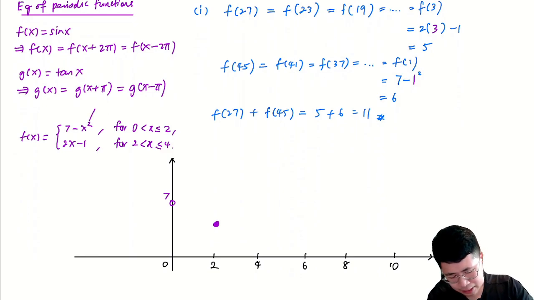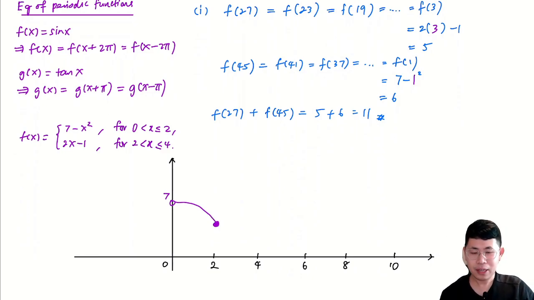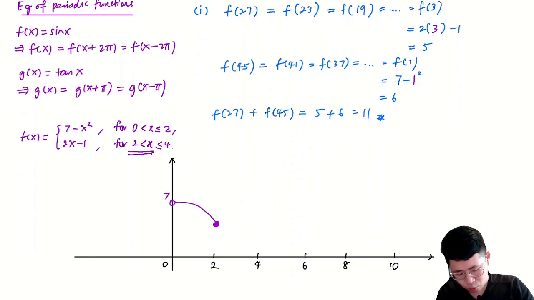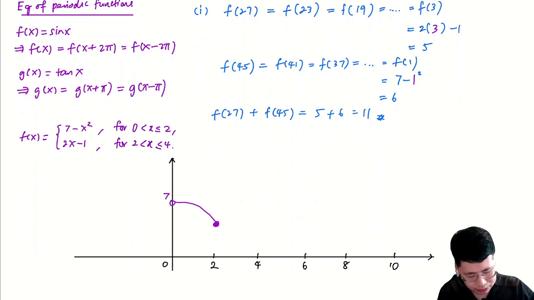Now this is a negative quadratic graph and it's centered at 7. So you get a negative quadratic graph over here like this. So this is the first part. Second part, when x equals 2, let's double check and see whether it is continuous. X equals 2, 4 minus 1 is 3, so we get this point over here. When x equals 4, put in the 4, I will get back 7. So I will get back 7 over here.